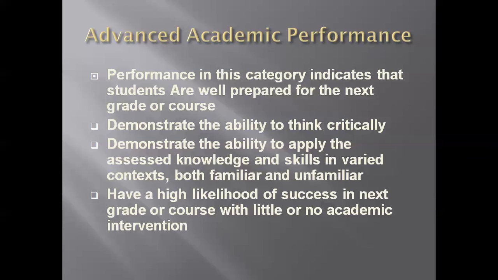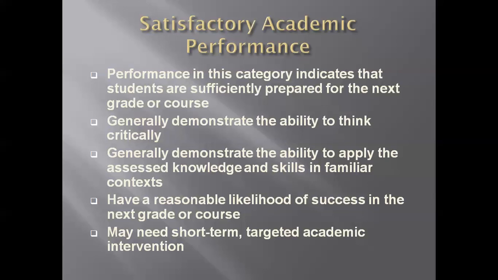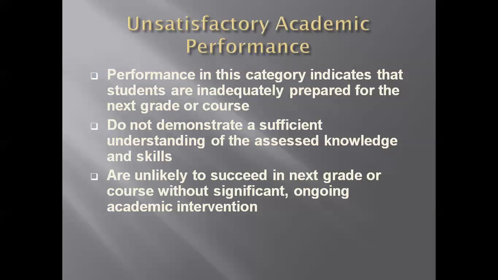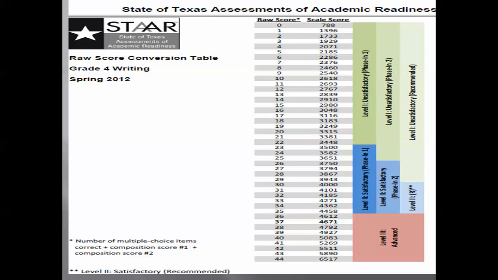If you're talking about advanced academic performance, that's what we'd love all our kids to be, because they have a great ability to think critically, they have a high likelihood of success in the next grade level with little or no academic intervention. We look at satisfactory, they're a reasonable likelihood of success in the next grade level or course, but it may need some short-term targeted academic intervention. Unsatisfactory indicates that students are inadequately prepared for the next grade level and are unlikely to succeed in the next grade or course without significant and ongoing academic intervention.